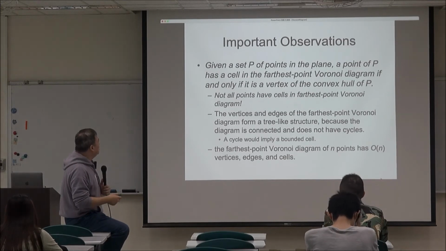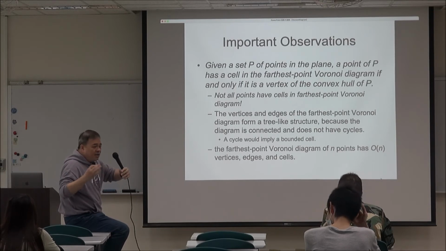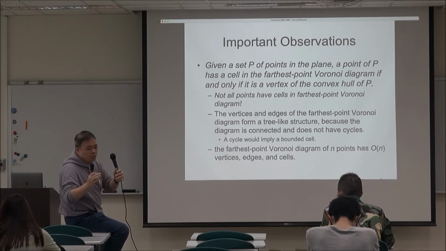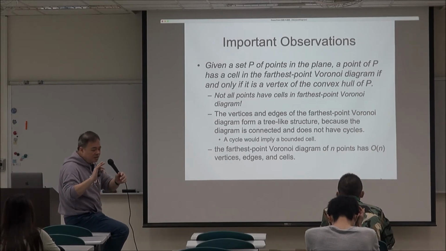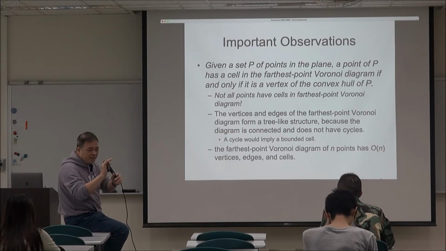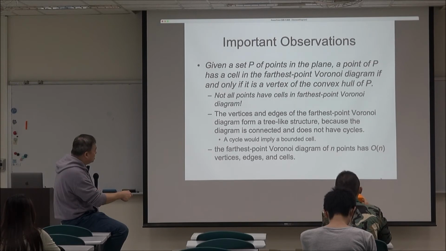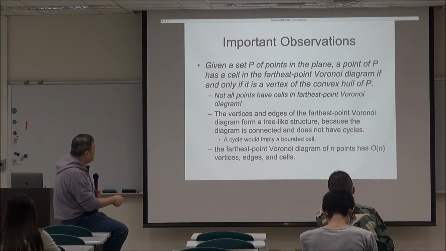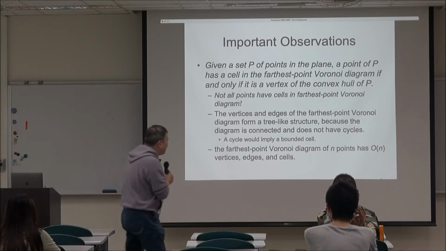So let's officially define this problem. Given a set P of points in a plane. Okay, this is different from the previous extension. We only confine point sets, point sites. We don't consider segments. So given a set P of points in a plane, a point of P has a cell in the furthest point Voronoi diagram if and only if it is a vertex of the convex hull of P. So this is a very important observation. Okay, why is that?